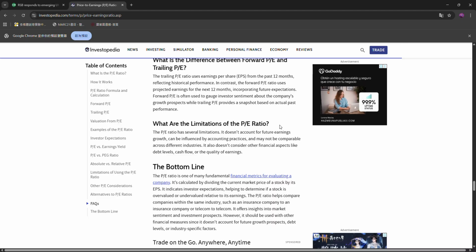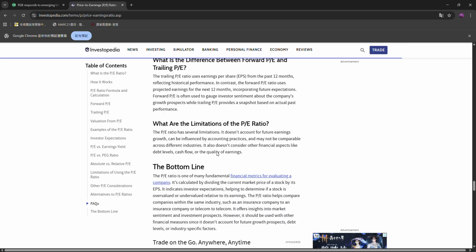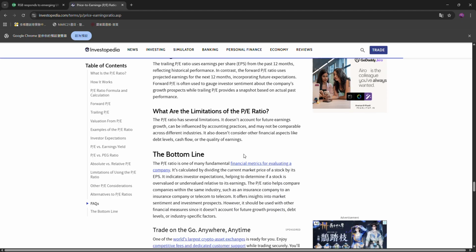What are the limitations of PE ratios? The PE ratio has several limitations. It doesn't account for future earnings growth, can be influenced by accounting practices, and may not be comparable across different industries. It also does not consider other financial aspects like debt levels, cash flow, or quality of earnings.